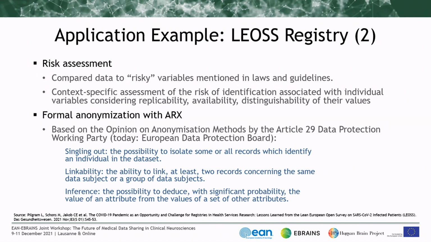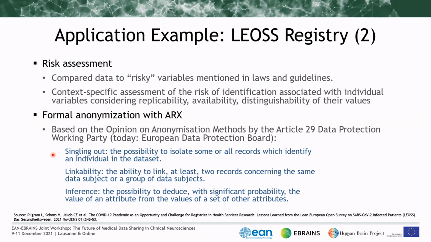As part of the risk assessment procedure, we compared the variables in the dataset to risky variables mentioned in laws and guidelines. In addition to that, we performed a context-specific assessment of the risk of identification associated with each and every variable, considering properties such as the replicability, availability, and distinguishability of their values. From the results of this assessment, we derived an anonymization procedure based on formal risk models and the opinion on anonymization methods by the Article 29 Data Protection Working Party.